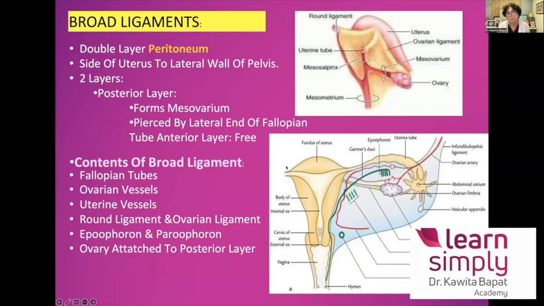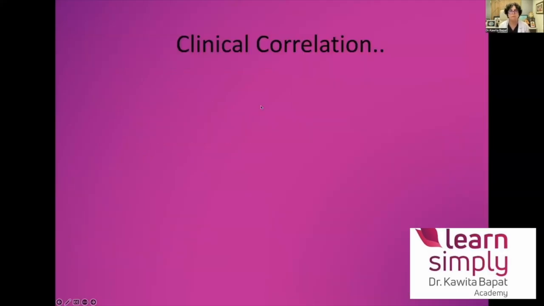It contains the fallopian tubes, ovarian vessels, uterine vessels, round ligament, ovarian ligament, and the epoophoron and paroophoron, with the ovary attached to the posterior layer.